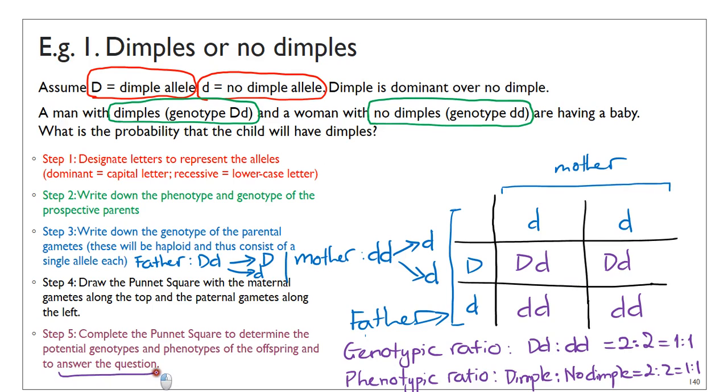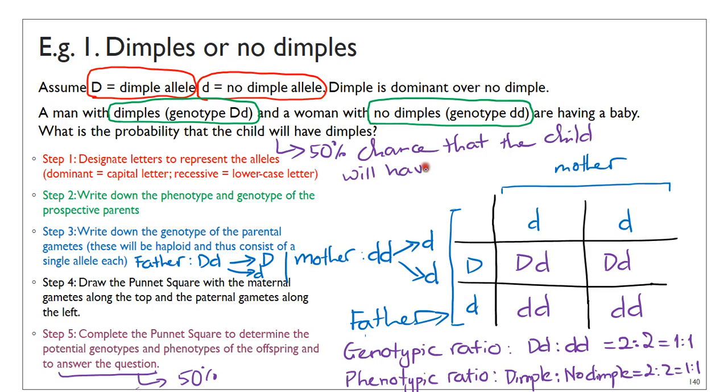If you answer the question, what is the probability that the child will have dimples? The probability is 50%. There is a 50% chance that the child will have dimples, but I ran out of room to write that, so I may just write it up here. So what is the probability? There is a 50% chance that the child will have dimples. Okay, so that's the first example of Punnett squares.